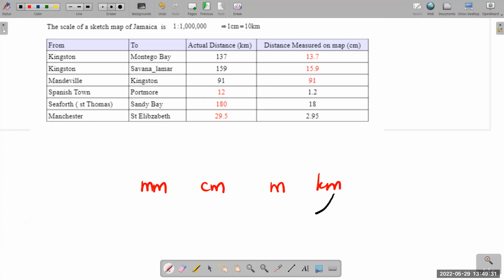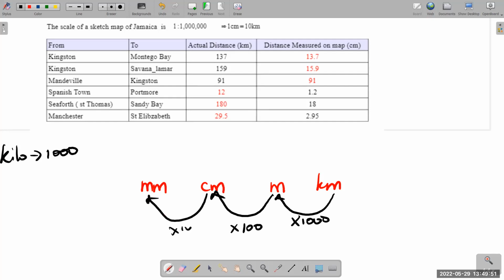To move from kilometers, what does kilo mean again? Kilo means 1,000. So you have to multiply by 1,000. The next one, where you're multiplying by 100, multiply by 10. The opposite way is the opposite operation. So divide by 10, divide by 100, divide by 1,000. These are things you need to know in the back of your head. Okay?